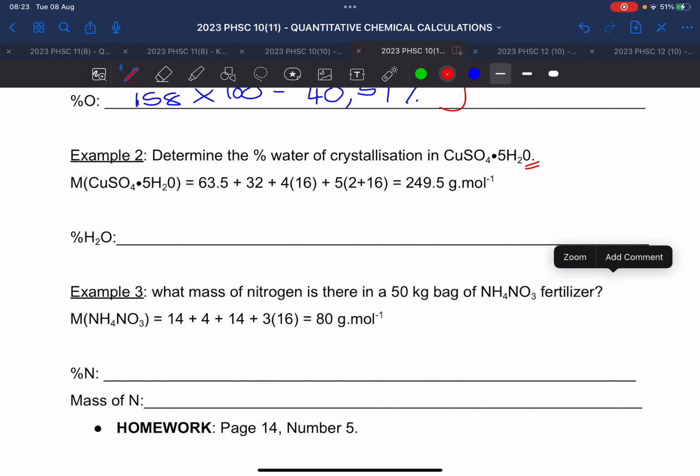This one, I showed you? Okay. So we want to know what percentage of this thing here is water. What we do is get the molar mass of this entire thing, and remember that the dot doesn't mean multiply, it means add, and that 5 means 5 times everything is water. Here I gave you the molar mass of the entire thing, but now I just want the percentage of water, not the percentage composition. So you're going to take just the molar mass of water, which is 5 times 18, over the total mass of the total molecule times 100.